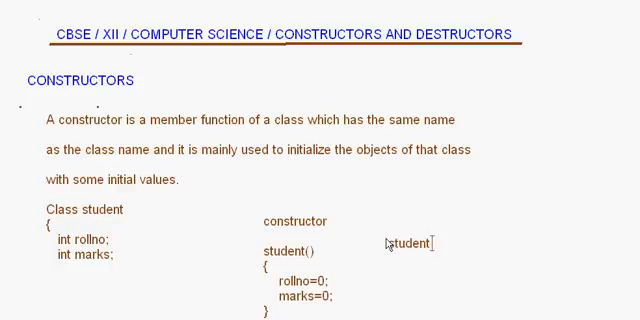I can also write something like this, student, and I write roll number is equal to 20, marks is equal to 78, something like this. So I have given an initial value to these two data members of the class student. So this task is done by the constructor, right? So here this is a constructor which has the same name as the class name.